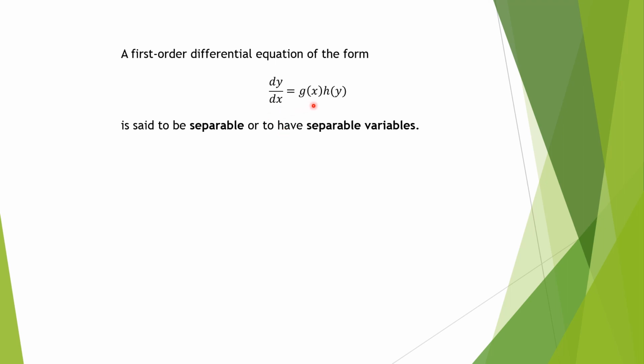Now you can simplify that. You see that you can divide both sides by h(y), and this is dy over h(y) equals g(x) dx, and then the variables are separated, and this can be integrated already.